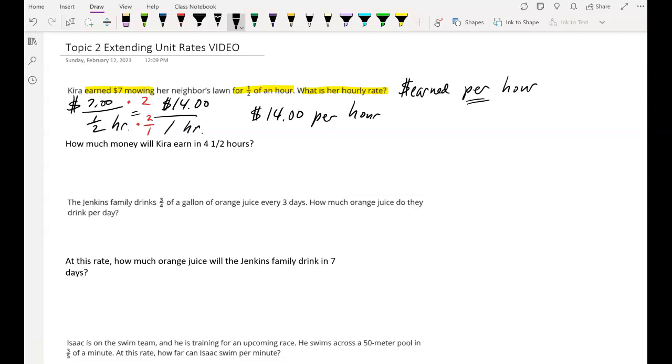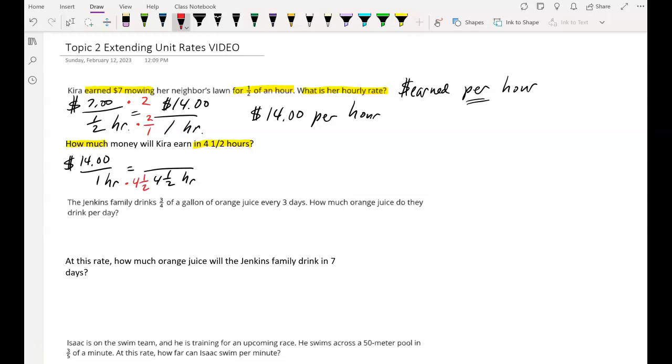Okay, well now we can use that answer to that hourly rate to answer the next question. How much in 4.5 hours? Well, again, we're going to set up our unit rate. We know that she is earning $14 per hour, so we're going to go with $14 for 1 hour. How much for 4.5 hours? Okay, well then how do we get from 1 hour to 4.5 hours? Well, we're going to multiply by 4.5.